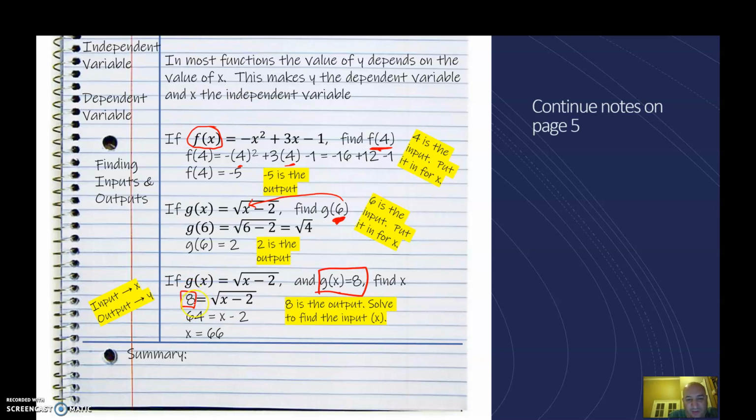Now, in order to solve this, we have to square both sides. So what happened was we put parentheses around it and we squared it. And 8 squared is 64, and the square and the radical actually cancel each other. And then if you add 2 to both sides, you'll get x equals 66.